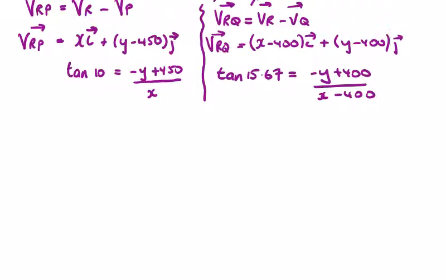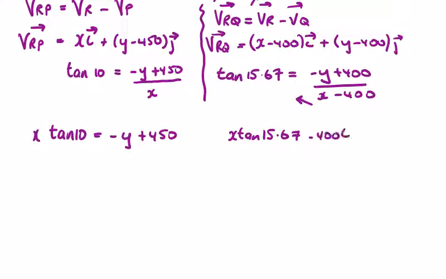Let's just solve these. Tan of 10 is equal to 0.1763. Yeah, I think I've done the solution rounded off a bit too early. I might leave it just as the tan of 10 and we'll simplify it down a little bit from there. So x tan 10 is equal to minus y plus 450. We should be able to cancel the y's. So over this side we're going to cross multiply. I'm going to get x tan 15.67 minus 400 tan 15.67. It's going to be equal to minus y plus 400.